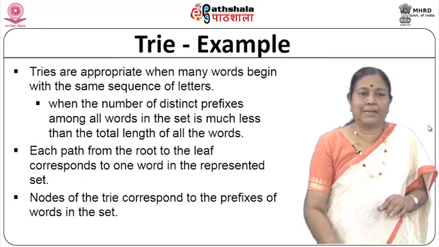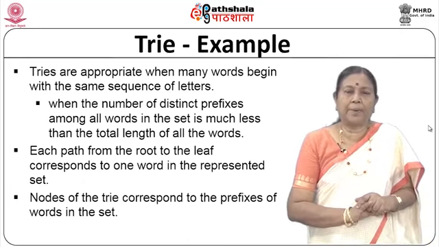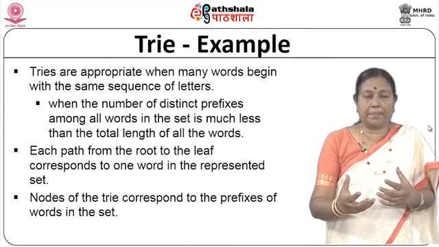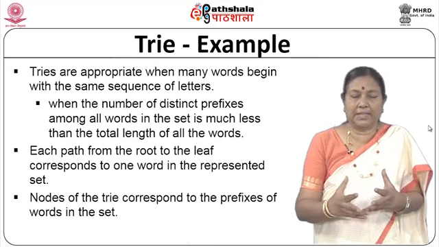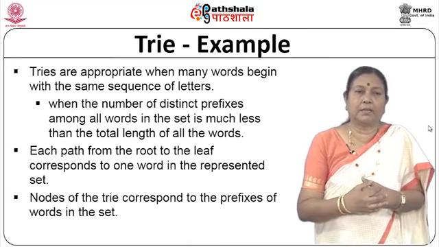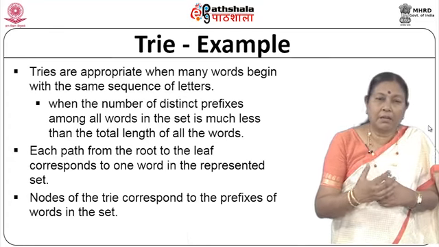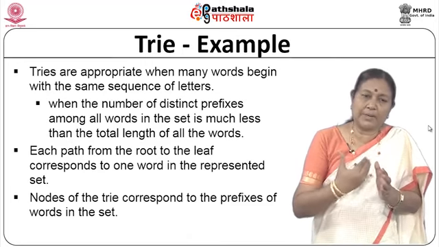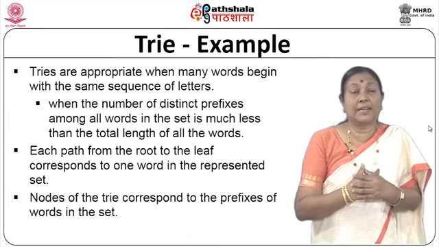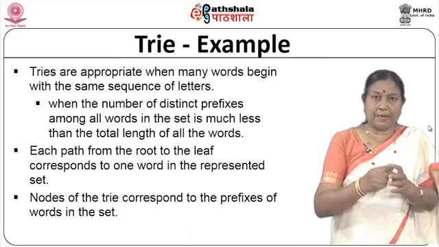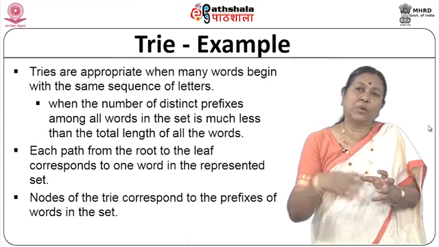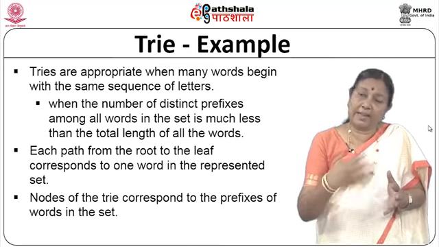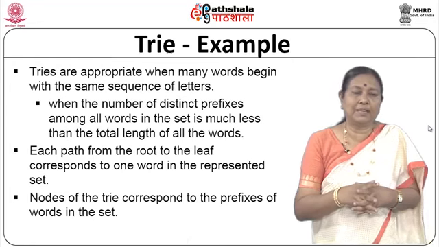Okay. Now, let us take an example. Tries are appropriate when many words begin with the same sequence of letters. For example, let us take constant, consider, and so on; all those start with the same prefix, con. So if you have a large number of words that start with the same prefix or sequence of characters, then a trie is very appropriate. It is appropriate when the number of distinct prefixes among all the words in the set is much less than the total length of all the words. If the prefixes are fewer and common, then you go for a trie.